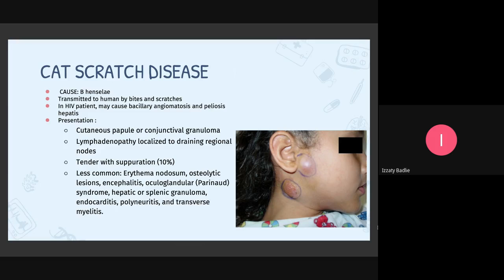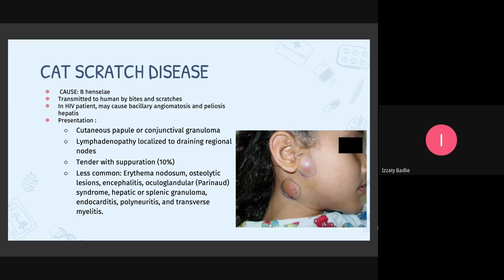This is also a common cause of lymphadenopathy, which is cat scratch disease. The cause is Bartonella henselae bacteria, and it is transmitted by cat bites and cat scratches. In HIV patients, since the patient is immunodeficient, it may cause bacillary angiomatosis and peliosis hepatis.